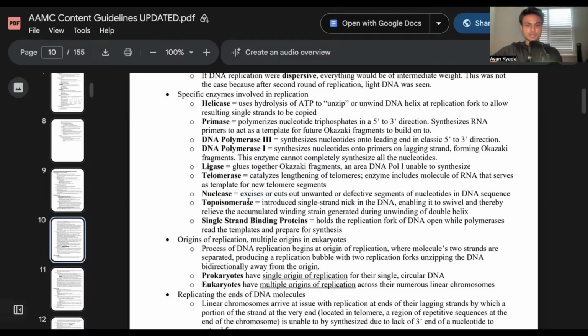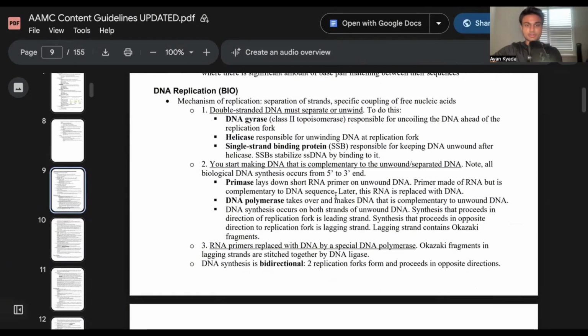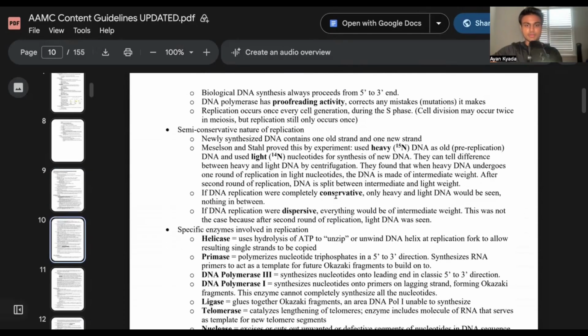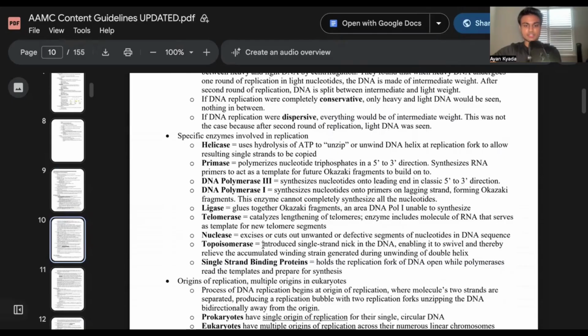And we also already talked about topoisomerases in our discussion of DNA gyrase, which is a class of topoisomerase. All that topoisomerases do is relieve the torsional strain of DNA when the replication fork pushes through the DNA strand and causes positive supercoiling of the DNA. The topoisomerase introduces a single strand nick in the DNA and relieves the accumulated winding strain.